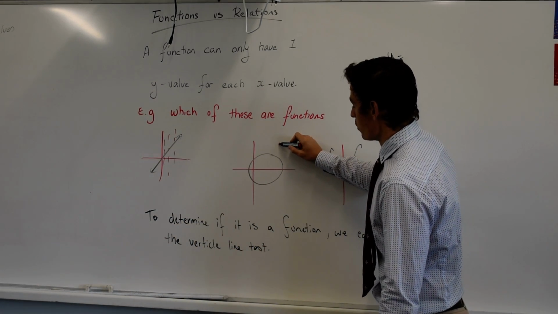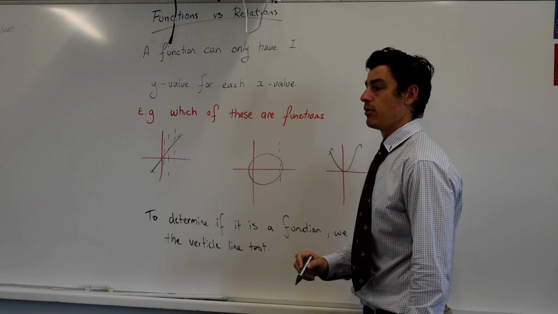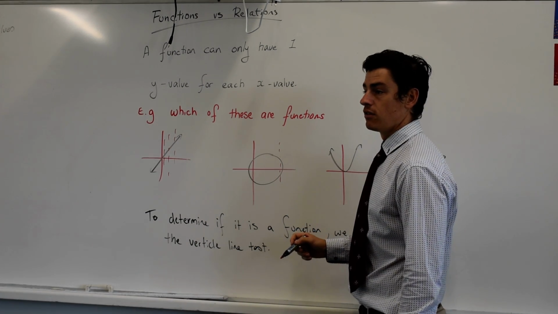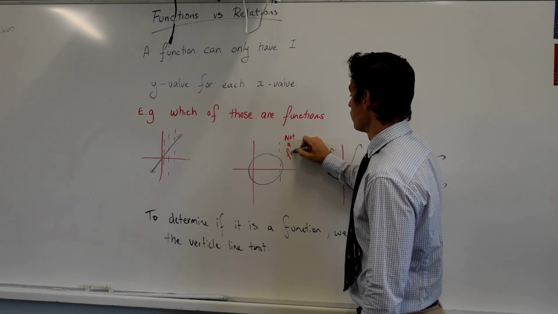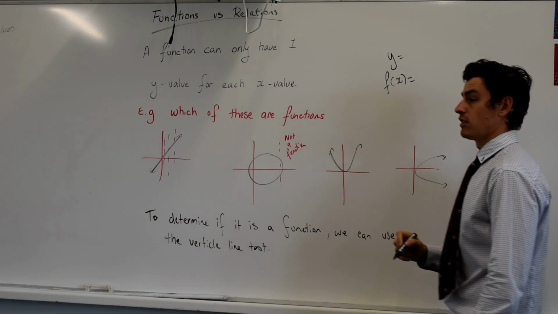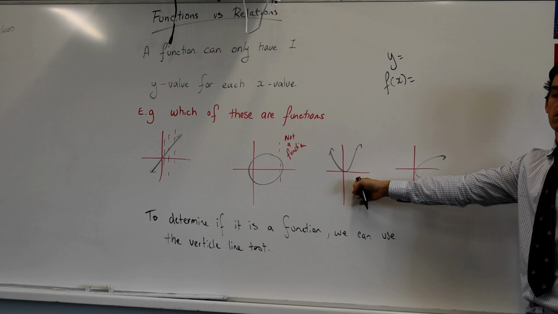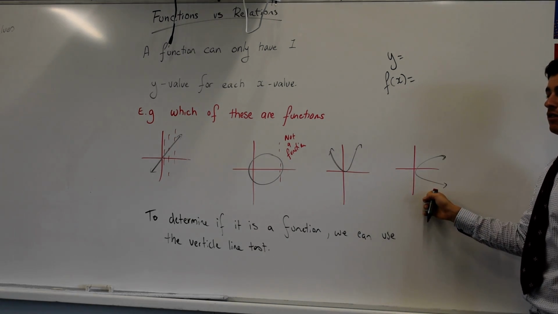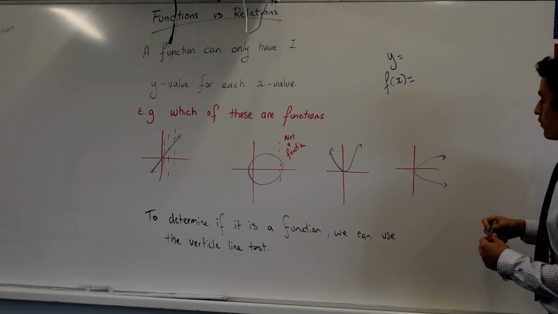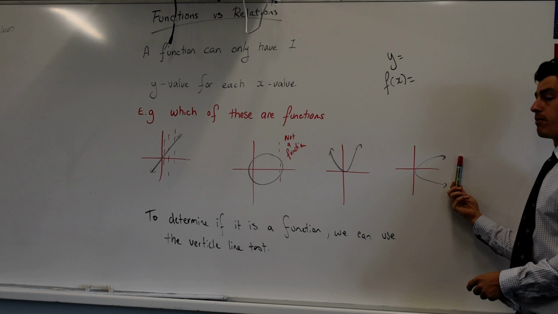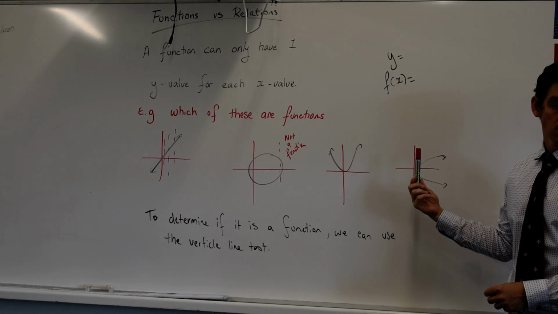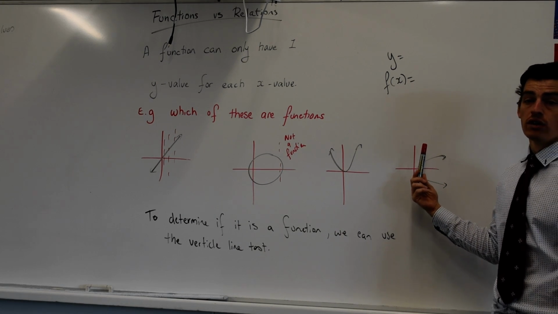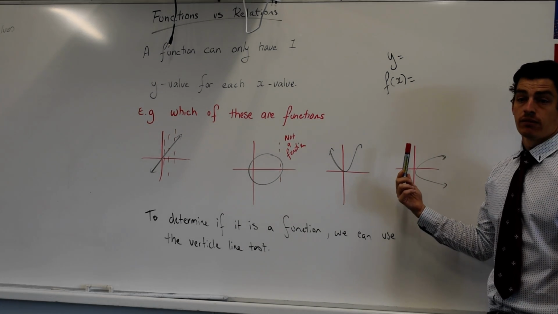If I go through my circle here, how many points does that line hit? 2. So that is not a function. Does that make sense? What about this one? Function or not a function? Not a function. So we use that vertical line test, which is essentially just running an imaginary line through our function. If it hits it twice or more, it is not a function. Clear?